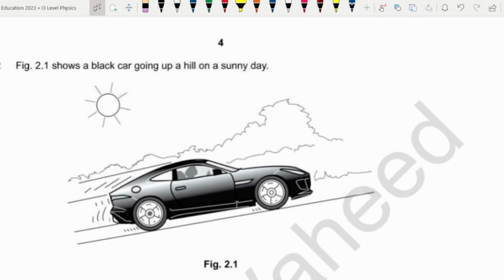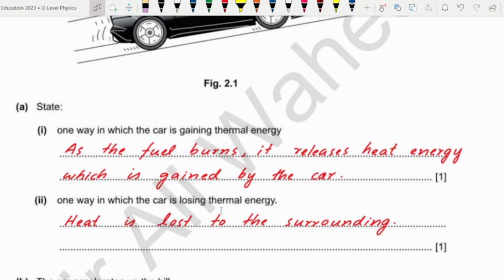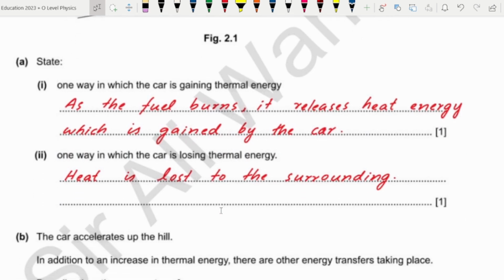Here we have the next one. Question number 2. Figure 2.1 shows a black car going up a hill on a sunny day. State one way in which the car is gaining thermal energy. Inside the car, as the fuel burns, as the petrol burns, it releases heat energy in the engine, which is gained by the car.